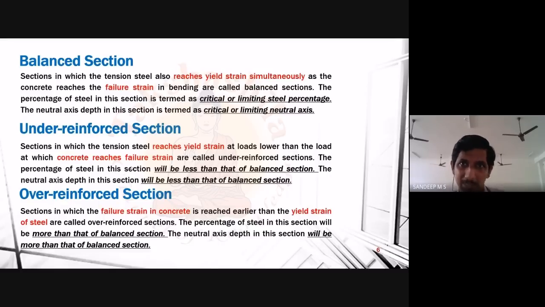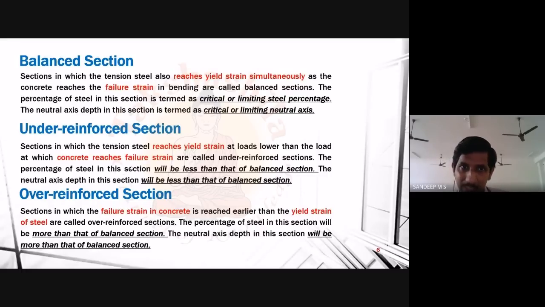Please understand that concept. That is the reason why I am again and again stressing this point. The material may not have actually failed, but as per our assumption, once this yield strain value is reached, we assume that the material is failed. That can be steel or concrete.